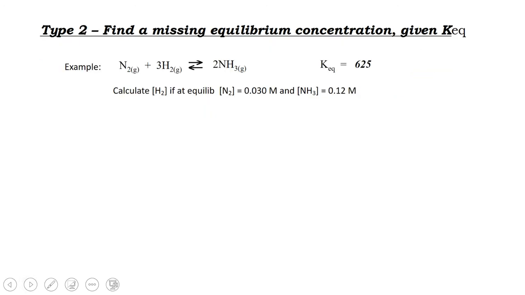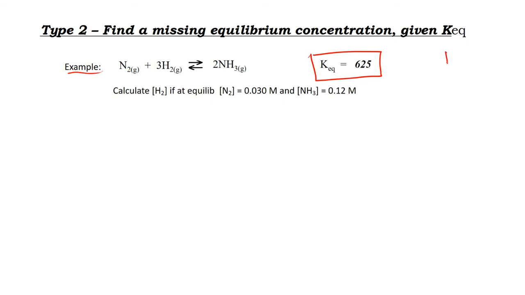Second type of question, a little bit more involved. Same approach, it just means solving takes maybe a couple more steps. So here's an example. There's a reaction given to you. The balanced equation is done. Notice the difference here is I've actually given you the KEQ value. The KEQ value under whatever conditions we're talking about is 625.